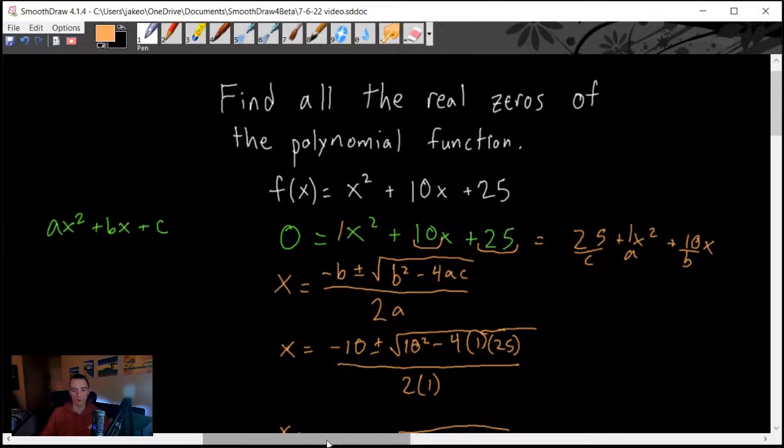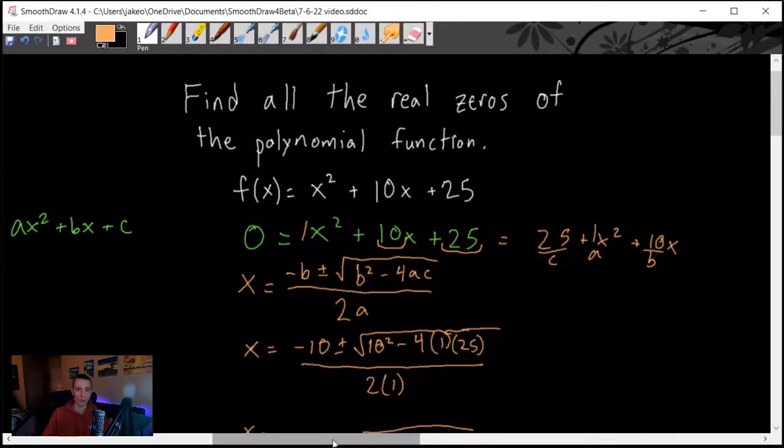We do still have one more problem to get into here, where I'll show you one more approach that we can take to solve these.